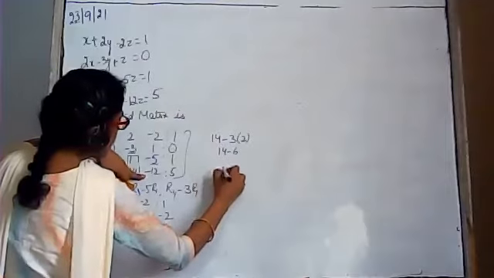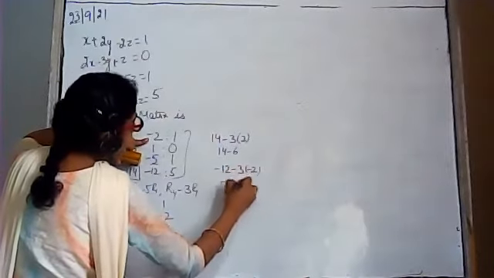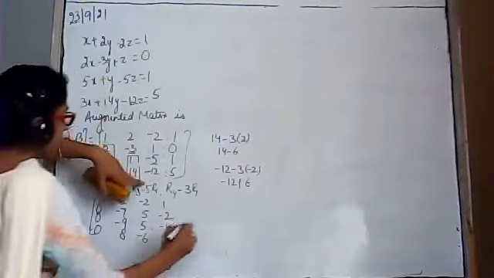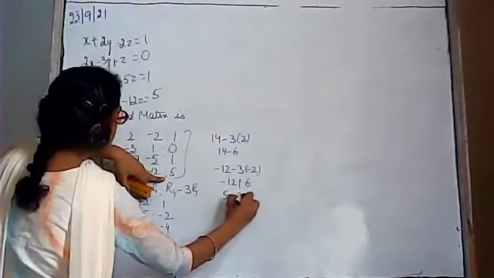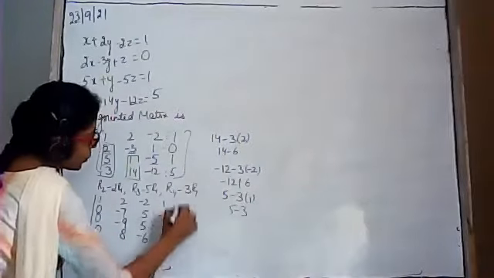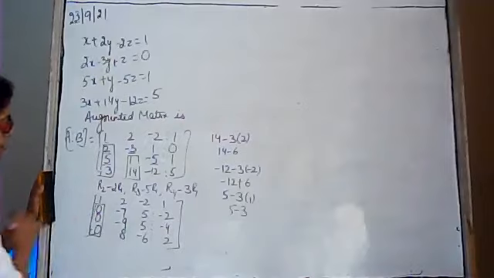Similarly, R4, this is minus 12 minus 3 times R1. This is minus 12 plus 6. It will be minus 6. Again, R4, this is 5 minus 3 times R1. 5 minus 3, it will be 2. Okay? Now, all these elements are 0.